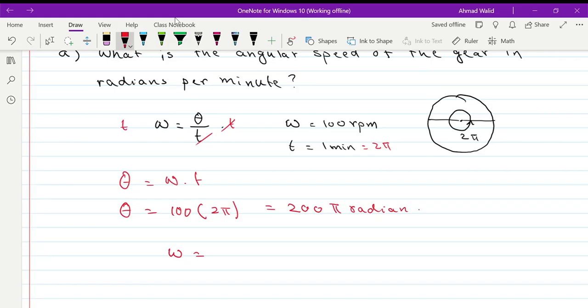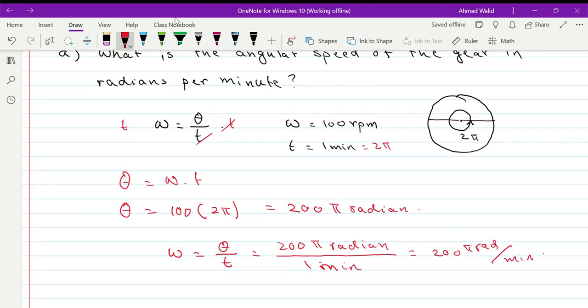Now, omega equals theta over t. It means my angle, 200 pi radians, over 1 minute. Correct? Which gives me 200 pi radians per minute. That will be the angular speed in 1 minute. Correct? This was all about section 7.1.